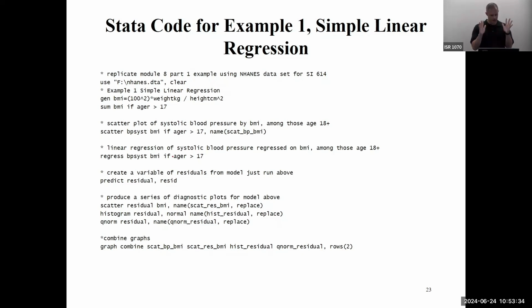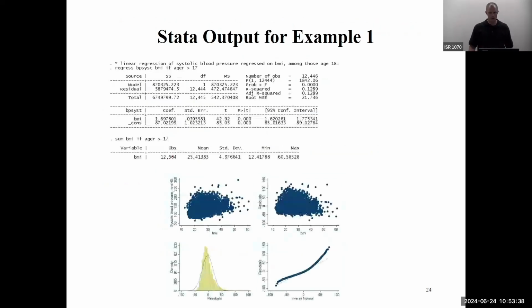Okay, again, just SRS, simple linear regression. Let's see what we get. Okay, so this is the Stata output that you see. First you get your analysis of variance table, right? Your sum of squares for the model, your sum of squares for the residuals, the total sum of squares, your degrees of freedom, right? Big data set, 12,000 cases, not any kind of adjustment for the complex sample design. Okay. R squared is about 0.1289.